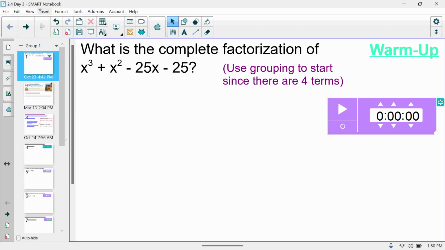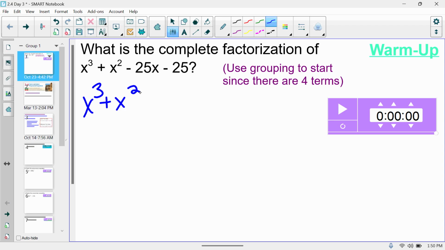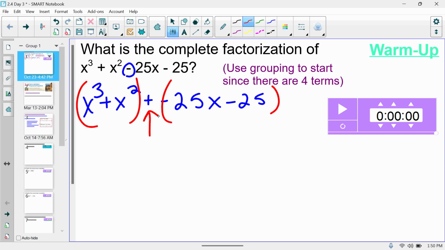Okay, guys, we've learned several types of factoring at this point, but I gave you a hint that you need to start by factoring by grouping. We really always should check to see if there's a common factor first among the terms, but there's not. That's why we're going to start by factoring with grouping. I'm going to rewrite it because remember I taught you when there's a minus sign, I want you to write it as plus a negative, because every time you use grouping, I want there to be a plus sign in between the two quantities, okay?